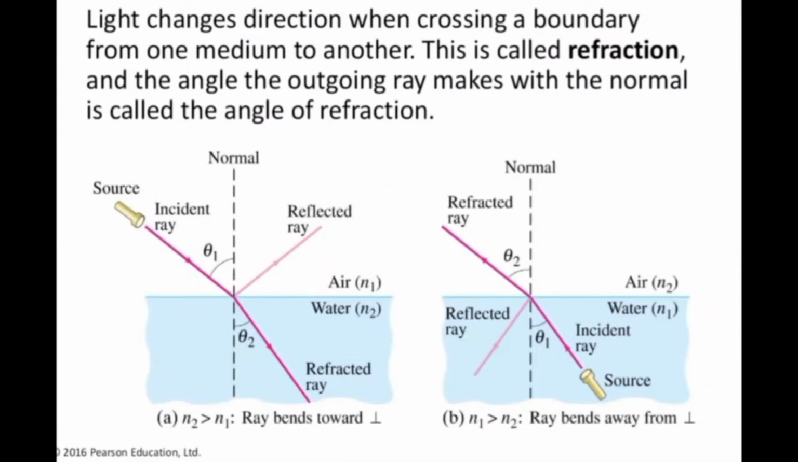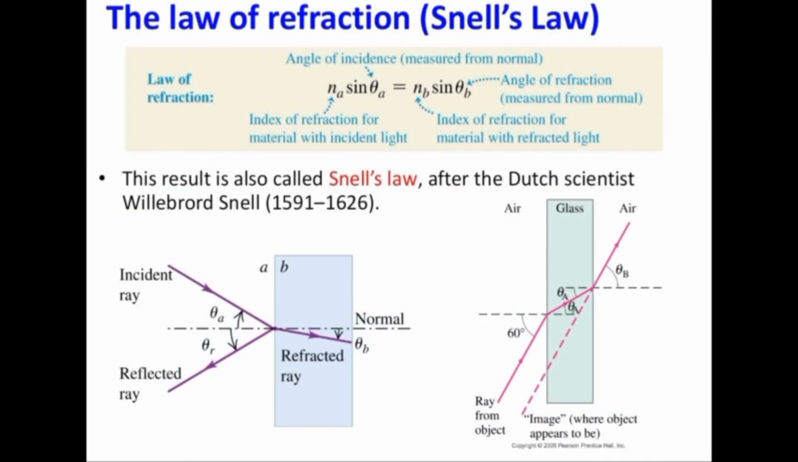The physics principle that is involved in refracting telescope is refraction of light. So, what is refraction of light? Light changes direction when crossing a boundary from one medium to another. This is called refraction, and the angle the outgoing ray makes with the normal is called the angle of refraction. To get the value of the angle of refraction, we will use Snell's law in our calculation.